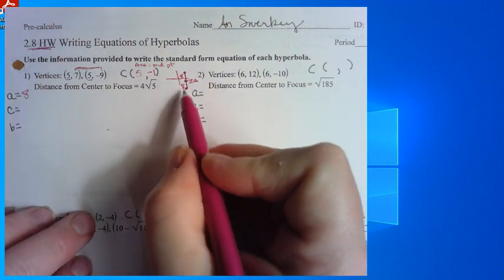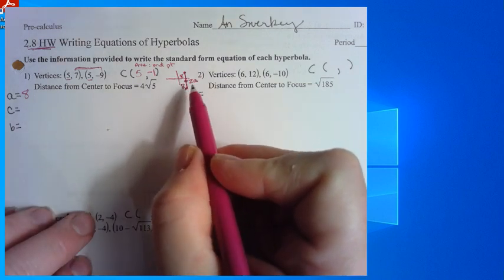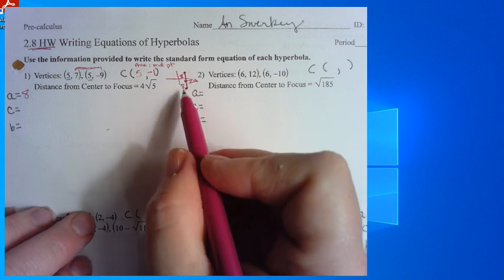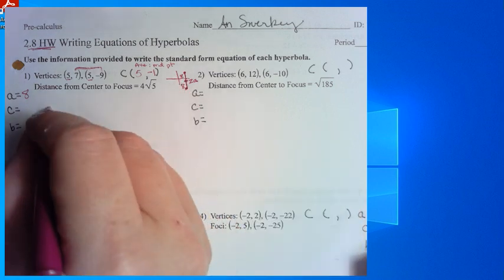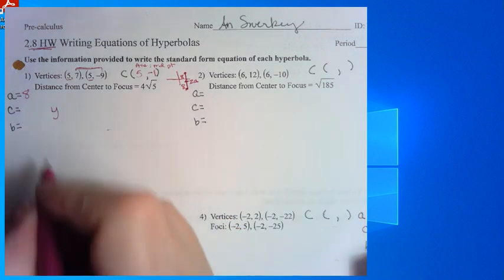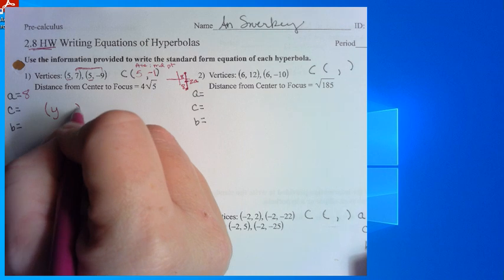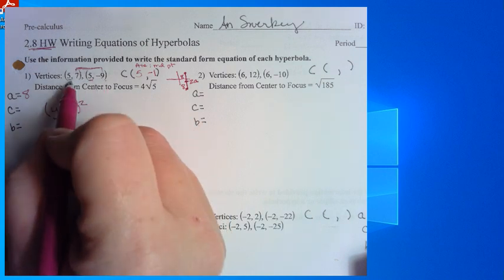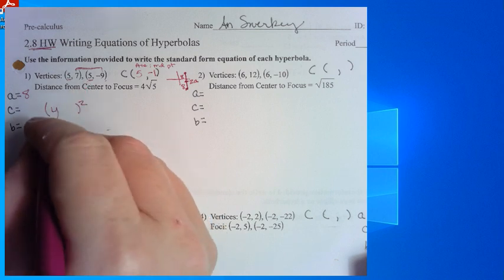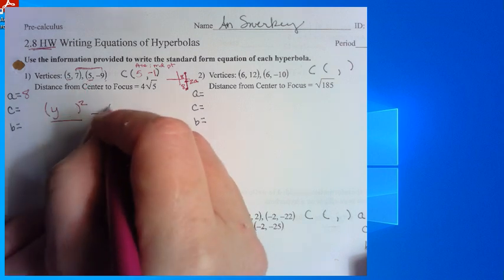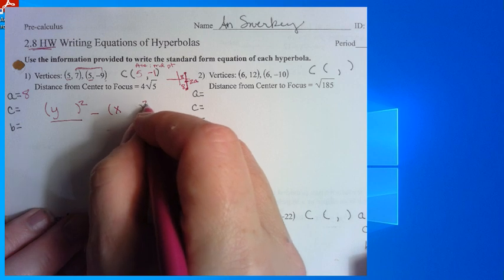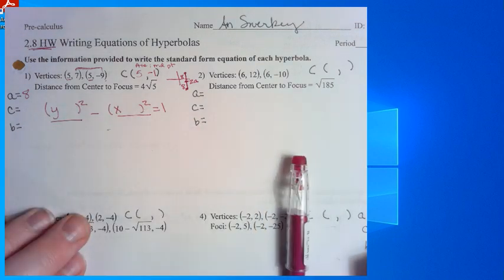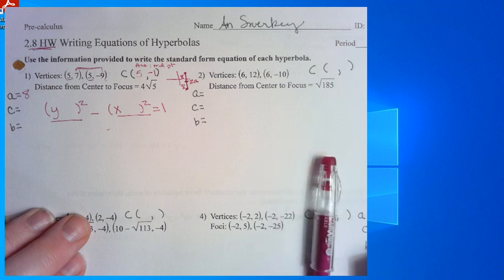Now, I graphed this so you can see that this line is going in a vertical direction between the two vertices. Vertical is Y, so it starts with Y. The other way that I knew it started with Y is that we had a change in Y, not in X. So Y goes first, minus X squared equals 1. Now, this is the setup. That's not enough. We need more information.